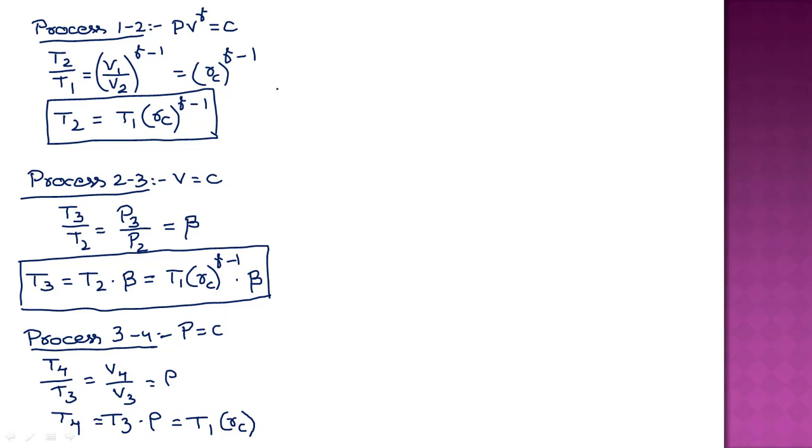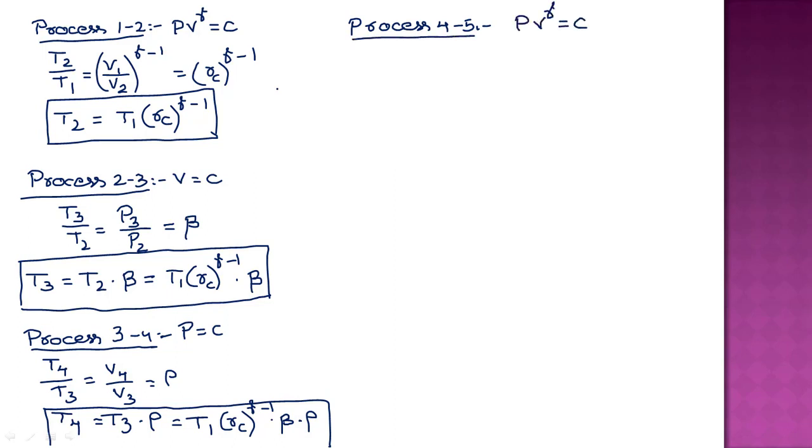Now let us take process 4 to 5. Process 4 to 5 is isentropic expansion, so PV power gamma equal to constant. We can write T5 by T4 is equal to (V4 by V5) whole to the power gamma minus 1. V4 by V5 is nothing but rho by Rc, as we have seen previously. So rho by Rc to the power gamma minus 1 we can write. So T5 is equal to T4 into rho power gamma minus 1 by Rc power gamma minus 1.